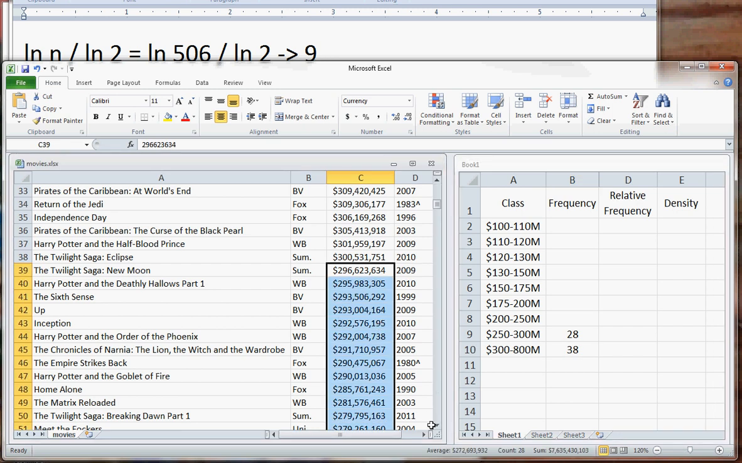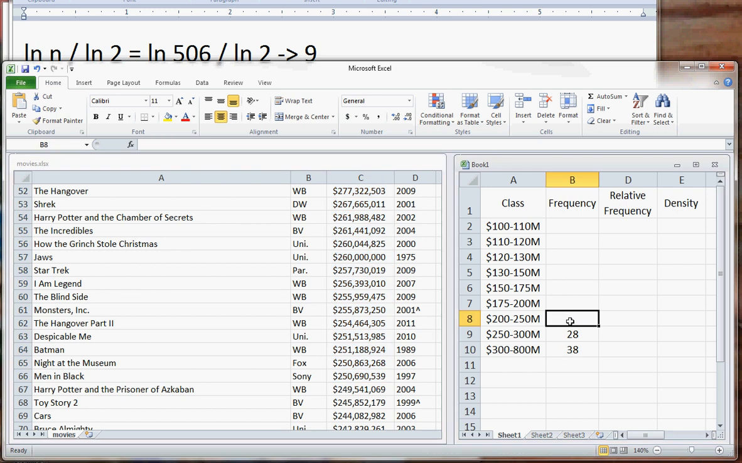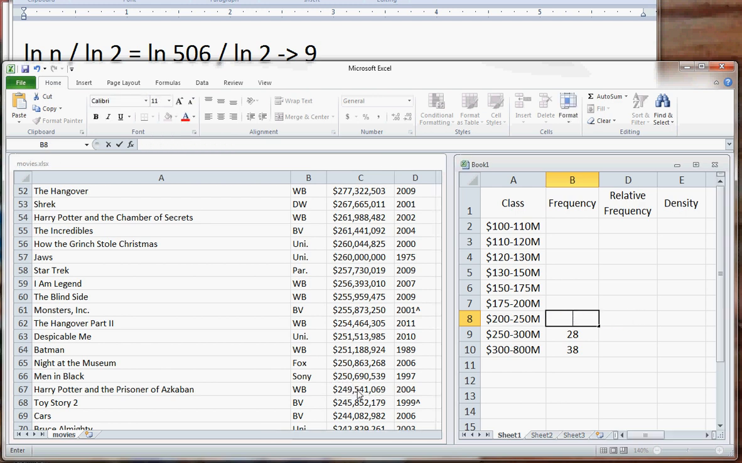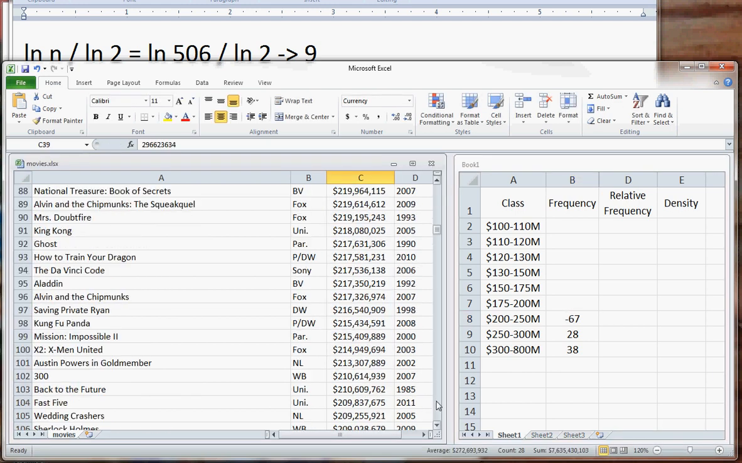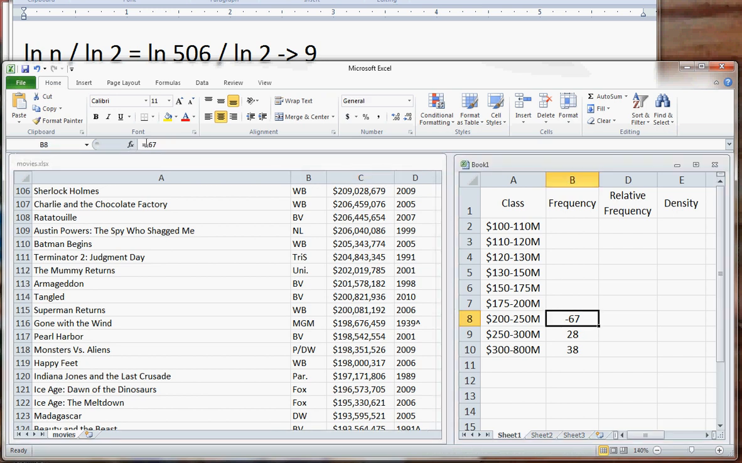And indeed, if I take 38 plus 28, that is equal to 66, which gives me the rank of this latest movie here, Men in Black. So for the next category, that takes me from Harry Potter, Prisoner of Azkaban, number 67, and then the top end of the scale would be Superman Returns at 115. So over here I have 115 minus 67 plus 1, and that gives me the frequency for that class.